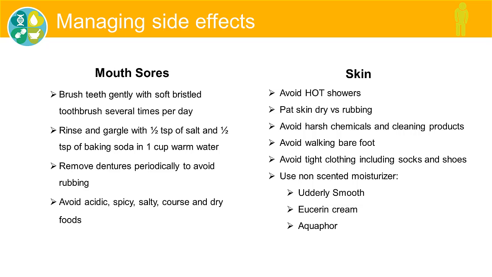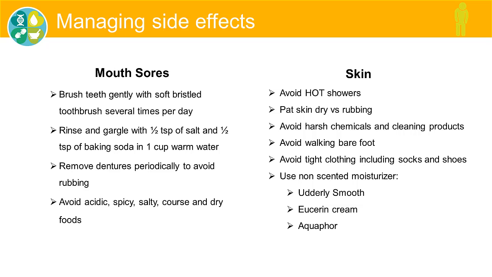There's a recipe on this slide that is a rinse and gargle with a half teaspoon of salt and a half teaspoon of baking soda in a cup of water. That is a very effective rinse to help keep your mouth clean after a gentle brushing. Even if you're not able to brush, I do encourage you to consider this rinse to keep your mouth clean.